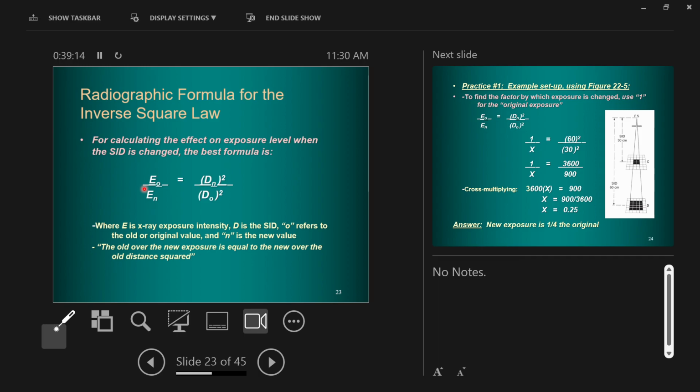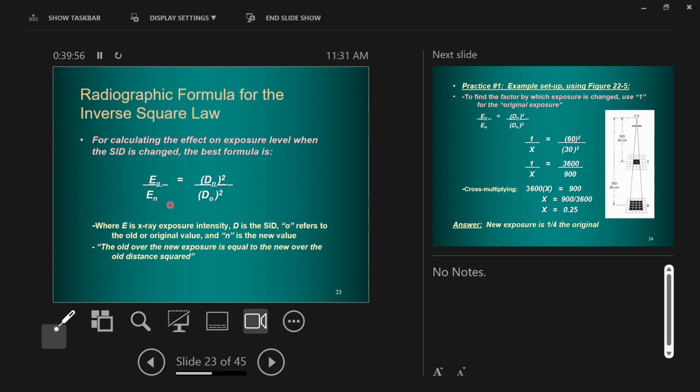What I want you to notice with this is, look at where the old and new is on the exposure side, and look at where the old and new is on the distance side. Notice they're flip-flopped, right? On the exposure side, old is on top, new is on the bottom, and on the distance side, new is on top, old is on the bottom. That's what makes this an inverse law, okay? If this were flipped, you would have a law that said, as distance went up, exposure also went up. Okay, we don't want that. We want an inverse square law. So make sure when you're writing this down, you get them flipped, right? EO over EN, DN over DO.